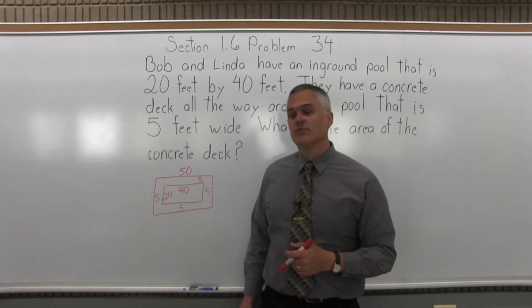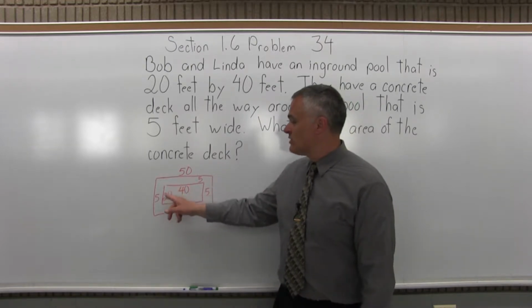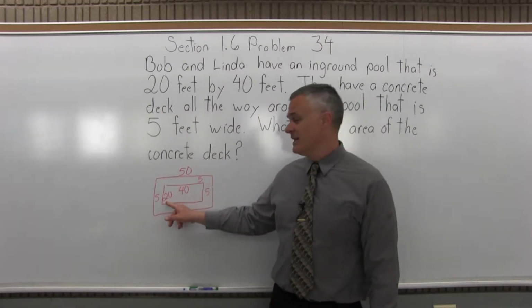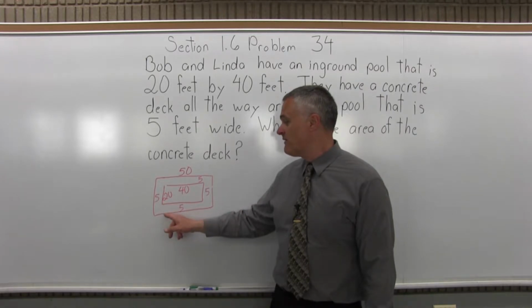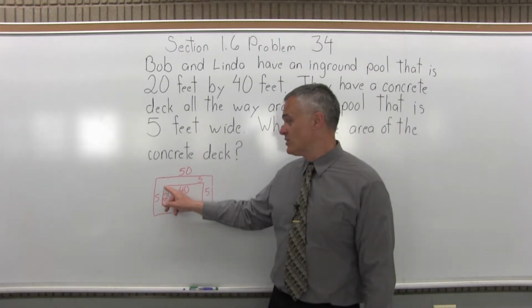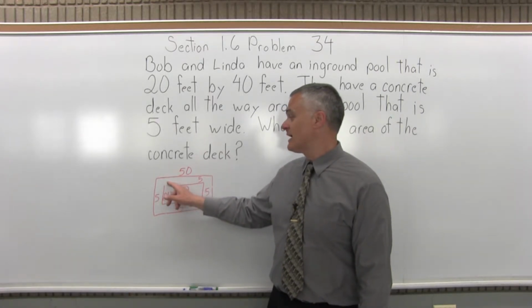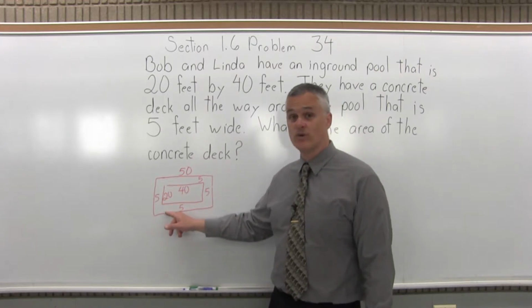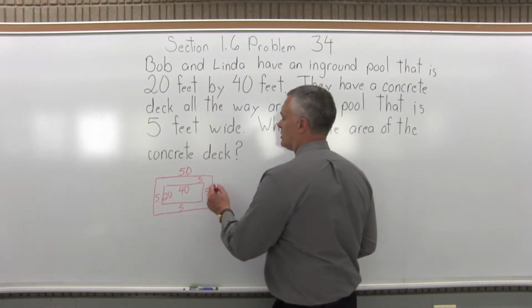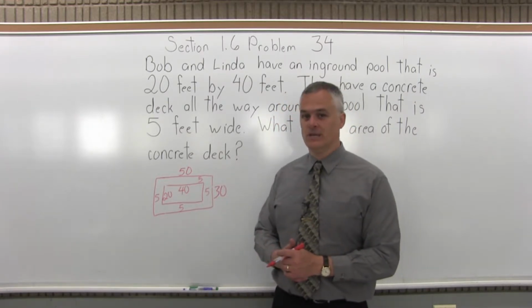So let's do the same type of computation for the shorter length. From one edge of the pool to the other is 20 feet. So if I go 20 plus 5 more feet, 25, I'm at the edge of the concrete. Starting from one edge of the pool, I'm at 25. If I start 5 feet back, it would be 5 plus 20 is 25, plus 5 more is 30. So the shorter length of the concrete area is 30.